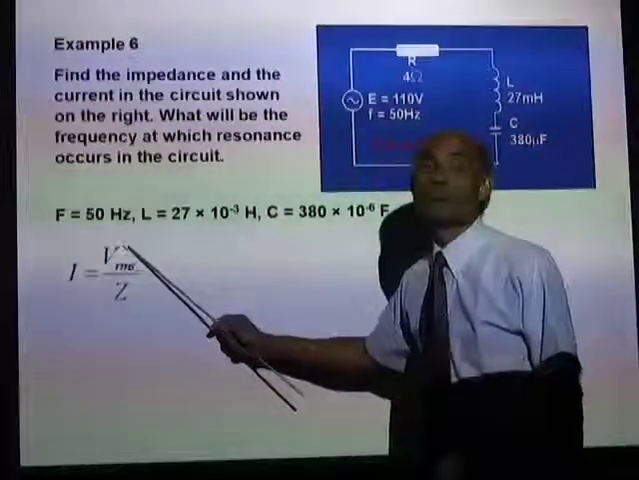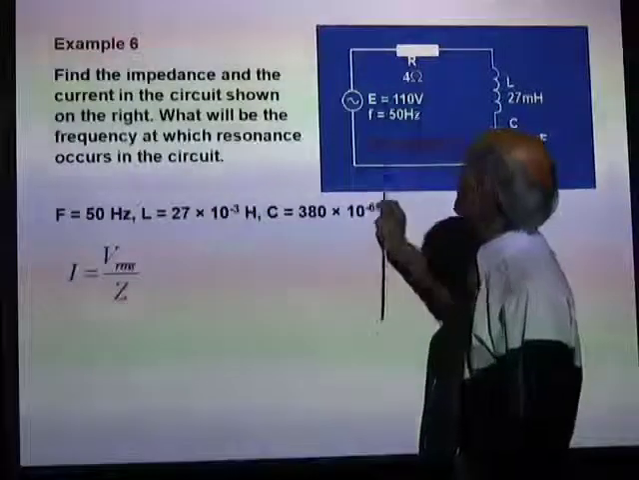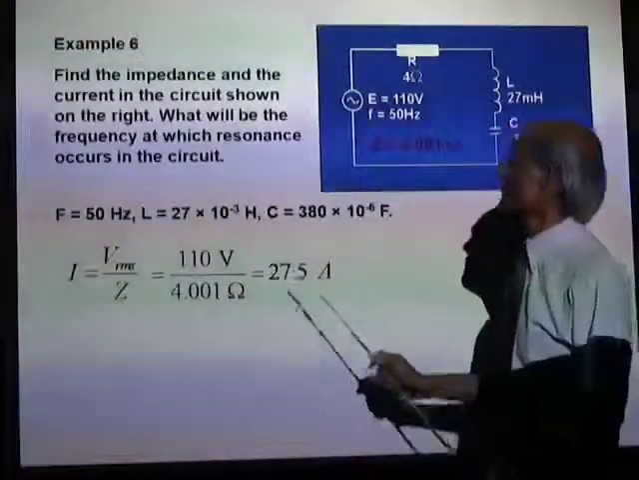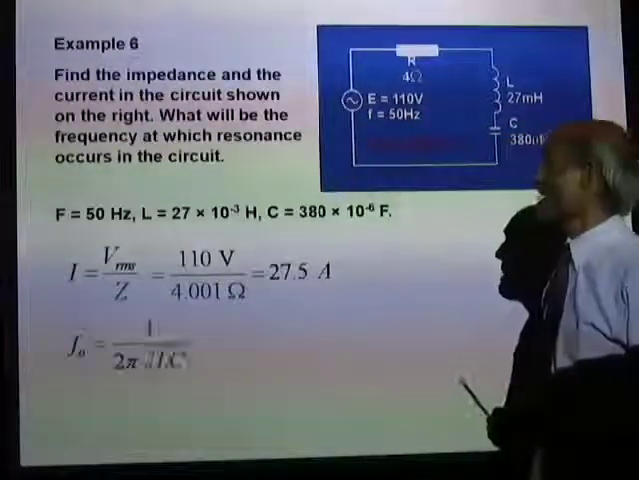You got the total impedance, and that can be used now to find the total current. I equal to V RMS divided by Z. V RMS is given to us, 110 volts. Therefore, I RMS is 27.5 ampere.